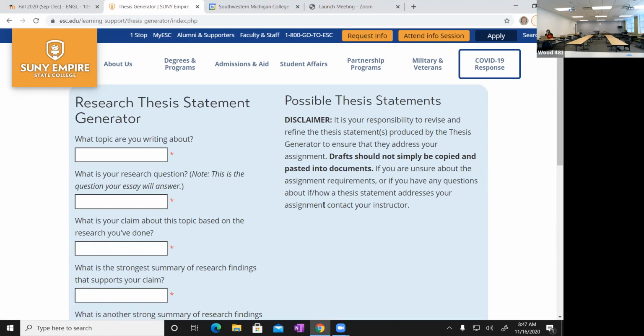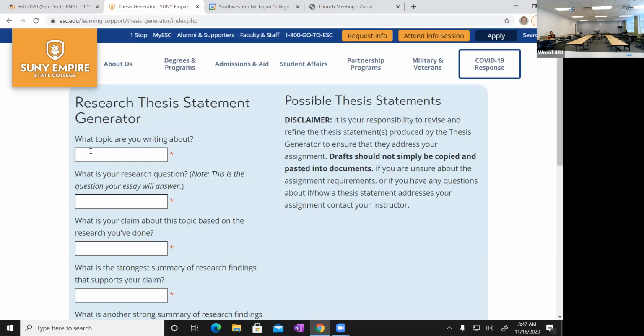And then this one is a plug and play. You fill in the boxes and it will produce a thesis statement. Now, I will forewarn you, as I said before, it is clunky. It will not be perfect. Output is only as good as your input. And you'll kind of see this.